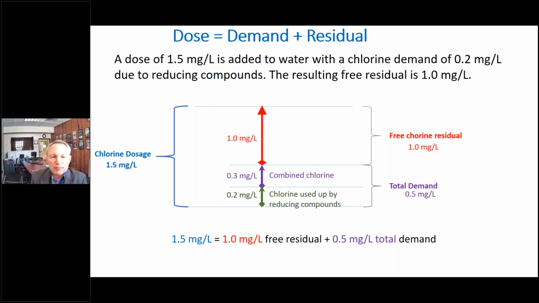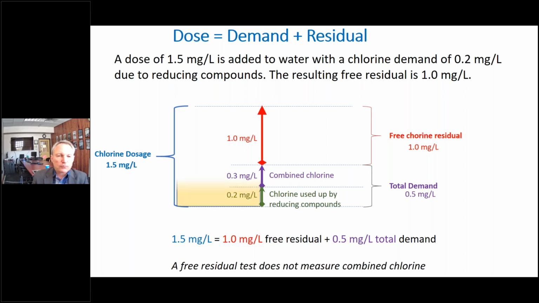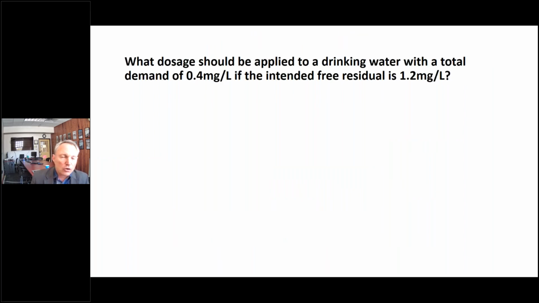So that should give you a good idea of the relationship between free chlorine, combined chlorine, and reducing compounds, and the total chlorine that includes free plus combined. So if we were to look at the comparison of what's being measured, the chlorine dose includes everything, and the free chlorine test only includes that unreacted chlorine. So let's try to apply what we've learned here.